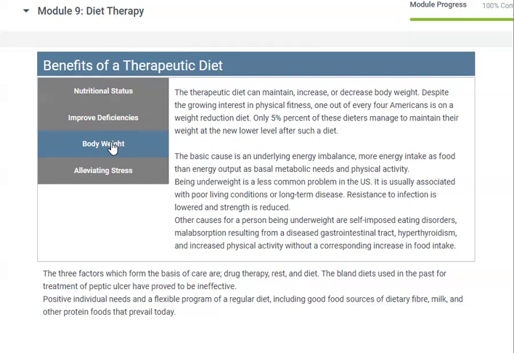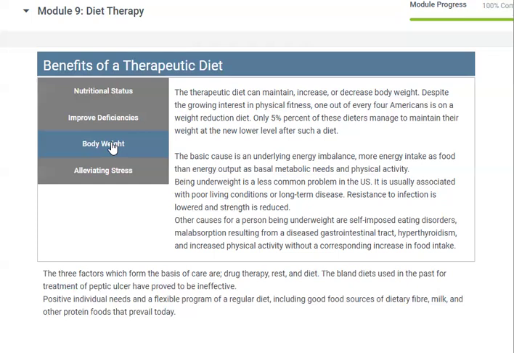Despite the growing interest in physical fitness, 1 out of every 4 Americans is on a weight reduction diet. Only 5% of these dieters manage to maintain their weight at the new lower level after such a diet. The basic cause is an underlying energy imbalance, more energy intake as food than energy output as basal metabolic needs and physical activity. Being underweight is a less common problem in the U.S.